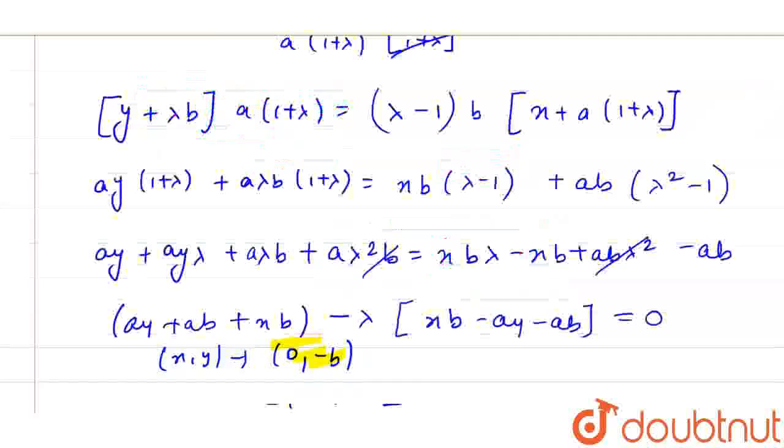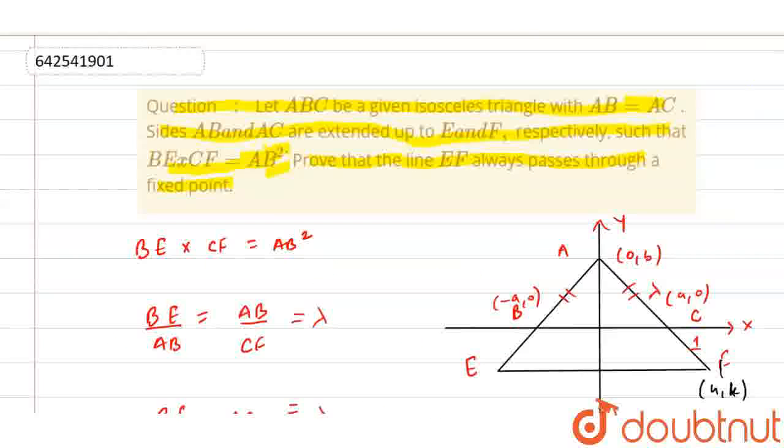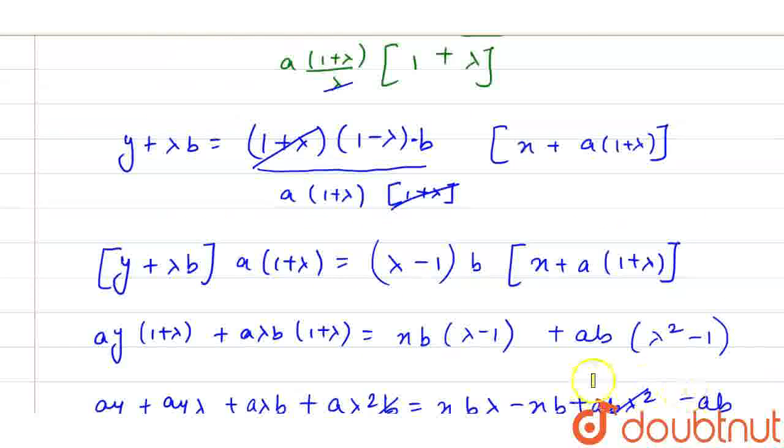So hence we have proved that the intersection of the line EF always passes through the fixed point, and that fixed point is 0 comma minus b.